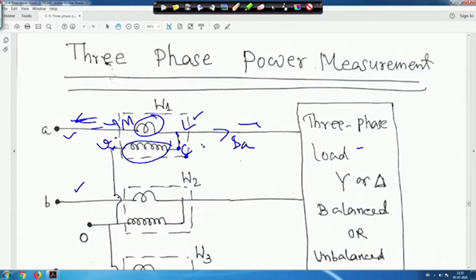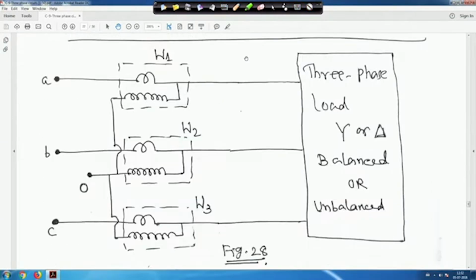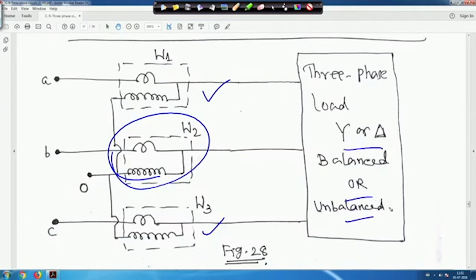Whenever we go for the 2 wattmeter method, in this diagram I have shown 3 wattmeters. One wattmeter is redundant and will measure 0, so there is no need for 3 wattmeters. I have given this connection intentionally, so think for yourself that this wattmeter will read 0. We need the 2 wattmeter method for measuring power, and whether the load is star or delta, balanced or unbalanced does not matter. I am leaving this up to you.